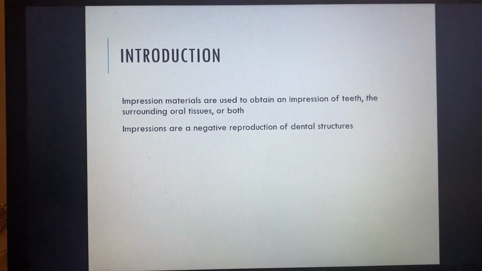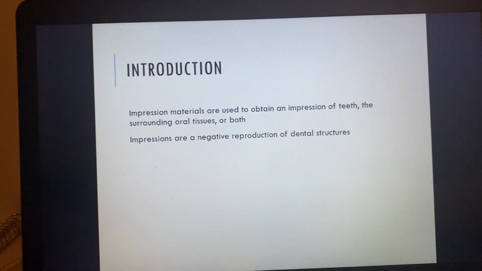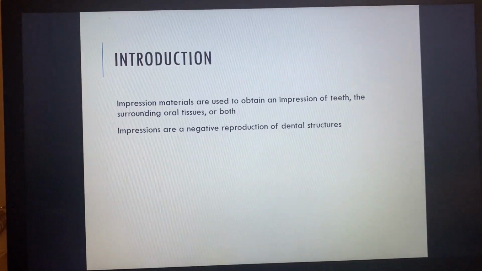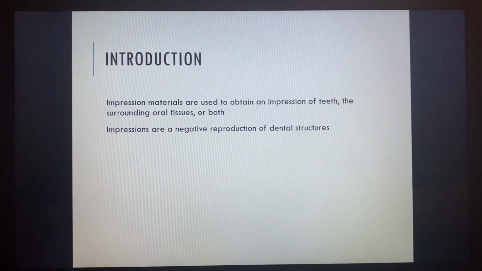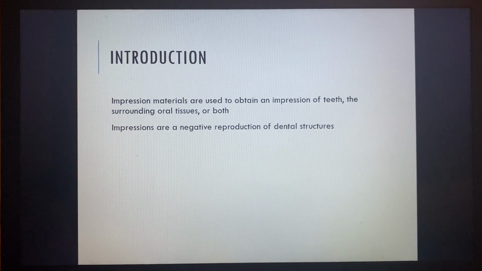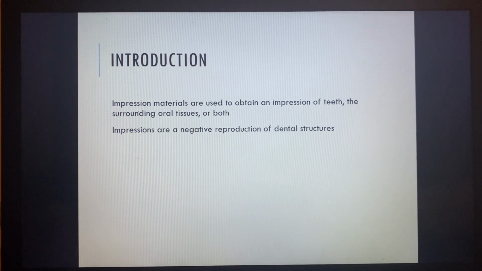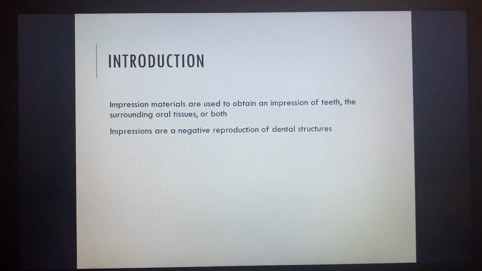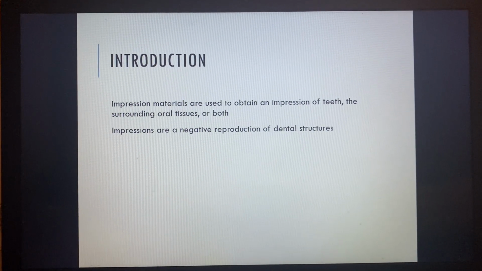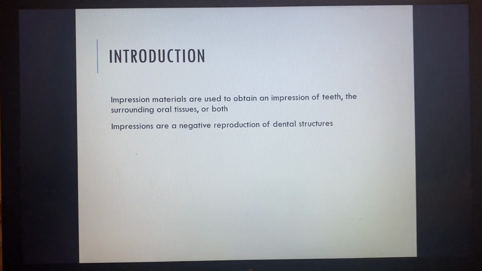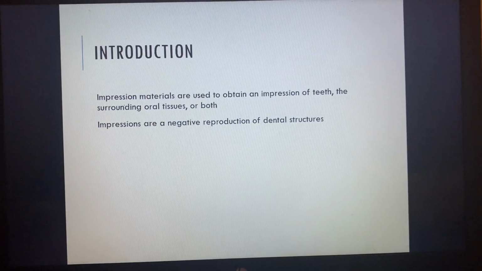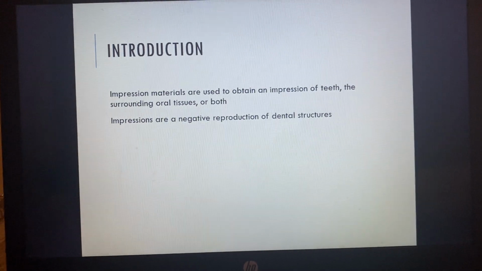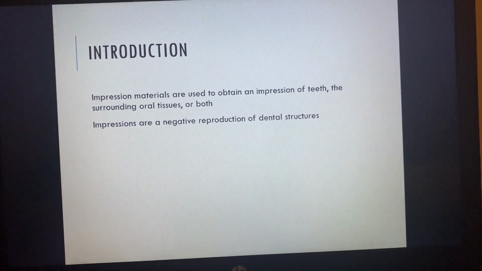All right. So intro. Impressions are taken a lot in the office for various things, whether it be for a crown procedure or for dentures. So taking impressions is something important that you need to know how to do, and this chapter just tells you a little bit more about it. Okay. So impressions are negative reproductions of dental structures.